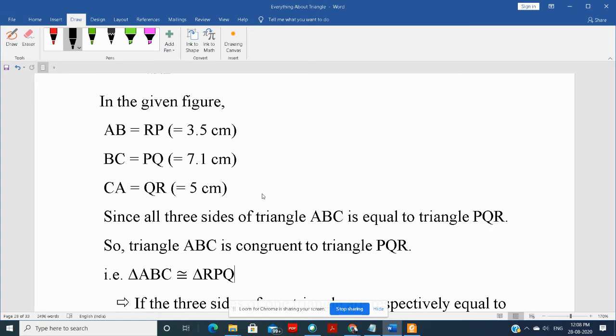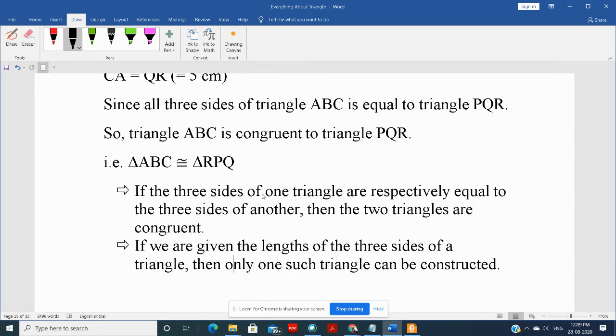We know that it's not only necessary to prove the criteria regarding the congruency, but it is also necessary to match the vertices of the two triangles. And so it becomes very necessary for us to name the triangle accordingly. So here it would be triangle ABC is congruent to triangle RPQ.